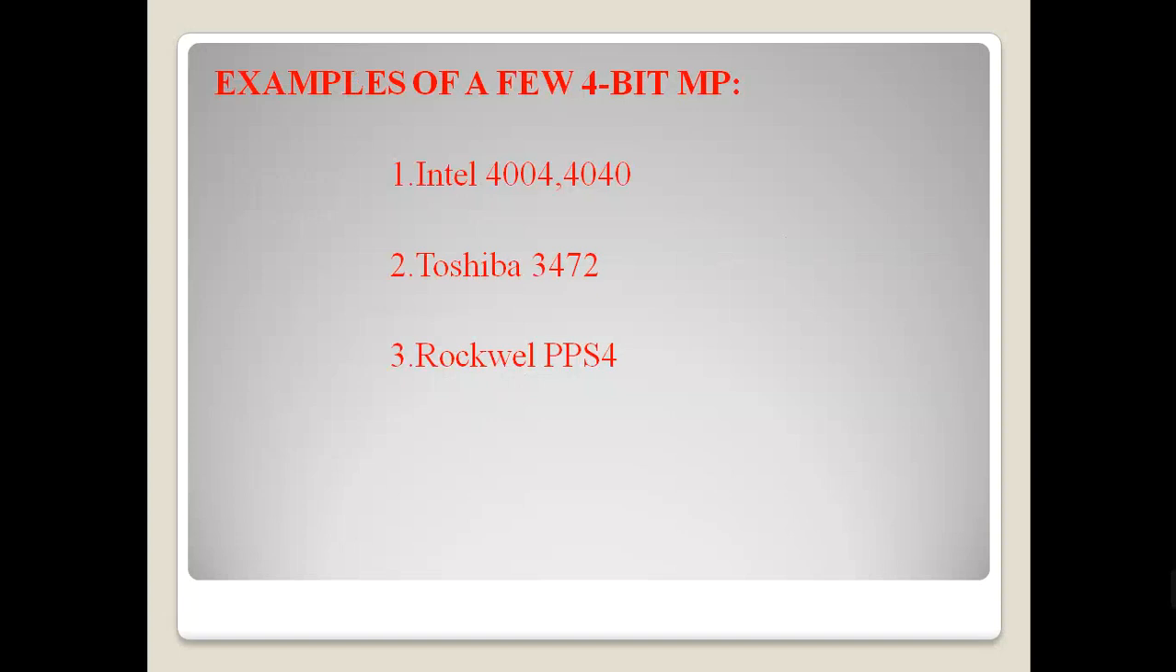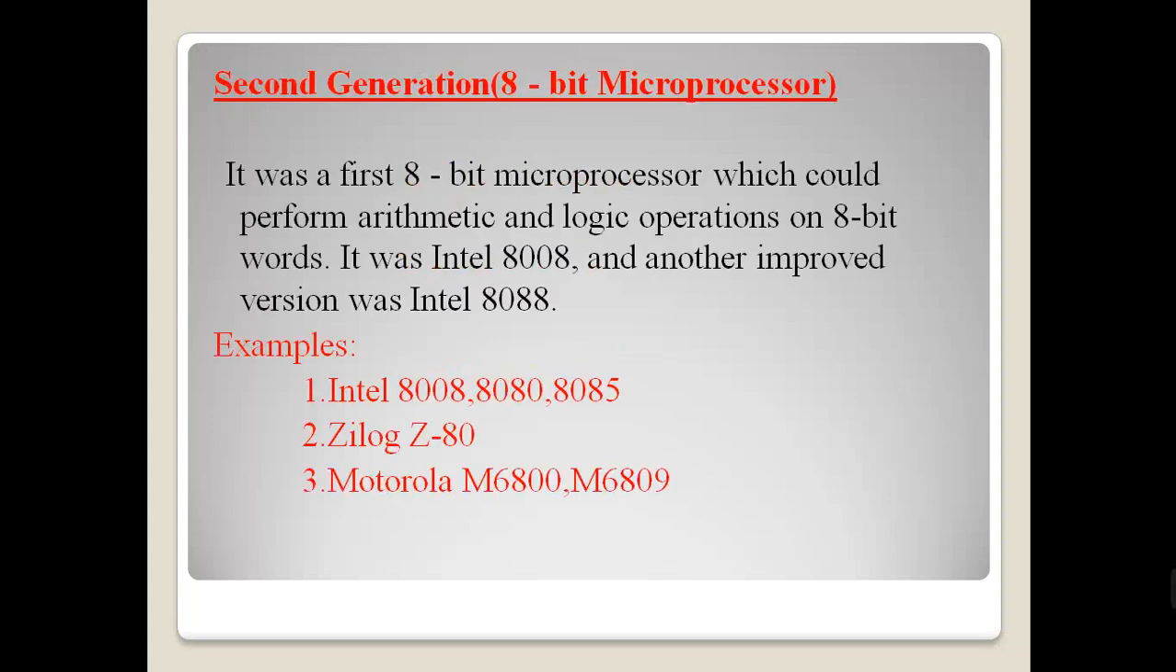Examples of a few 4-bit microprocessors. The first, Intel, developed or introduced in the years 1971 to 1972, the Intel 4004, then 4040. Then next, Toshiba 3472, also a 4-bit microprocessor. Then the third one, Rockwell PPS4. So these three are 4-bit microprocessors.